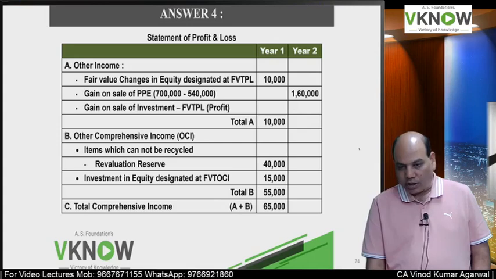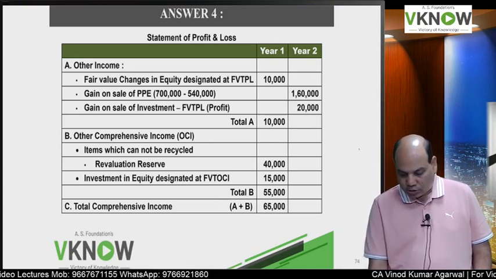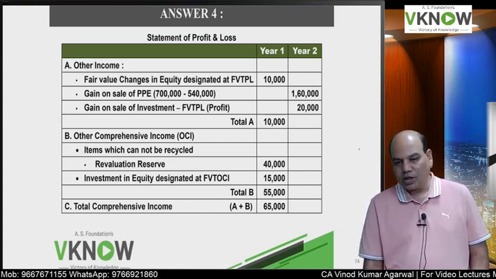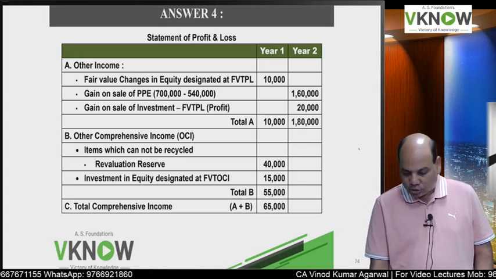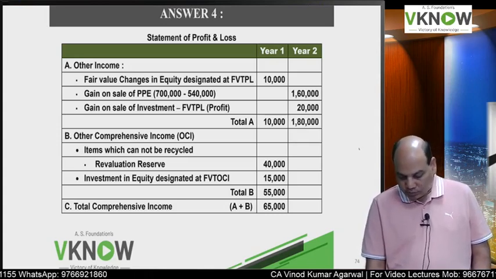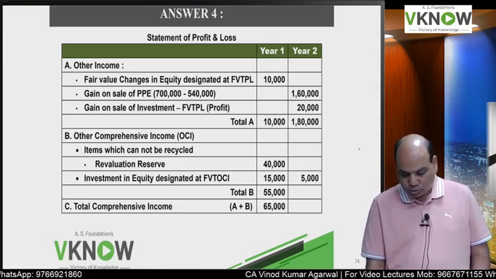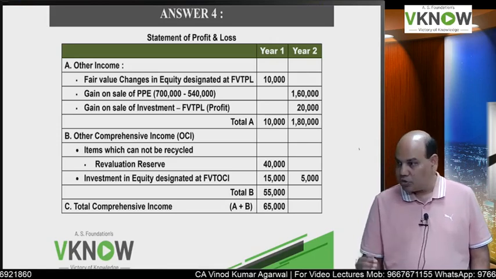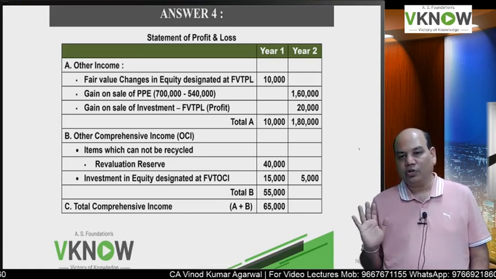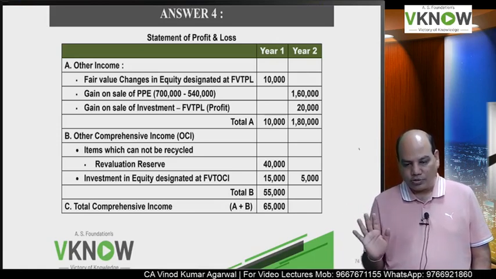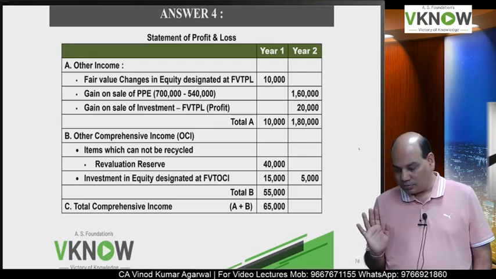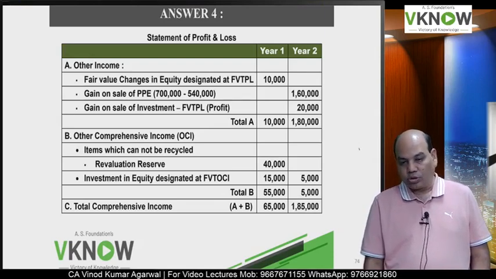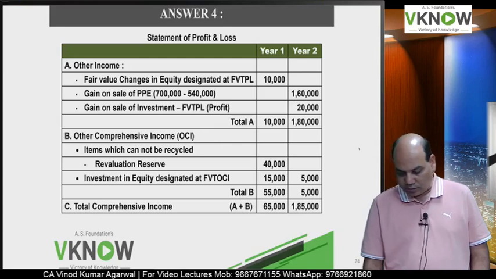Gain on sale of PP 1,60,000. Gain on sale of FVTPL equity instrument, is it 20,000? The basic calculation you should be able to solve. So therefore the total is 1,80,000. Is there any revaluation reserve in the second year? No. But is there any gain on equity instrument? Yes, that will come in OCI only as per Ind AS 109. For the time being you have to trust me because you don't know Ind AS 109. So the total is 5,000 and then the total comprehensive income is 1,85,000.